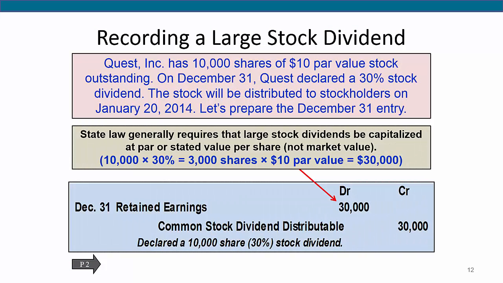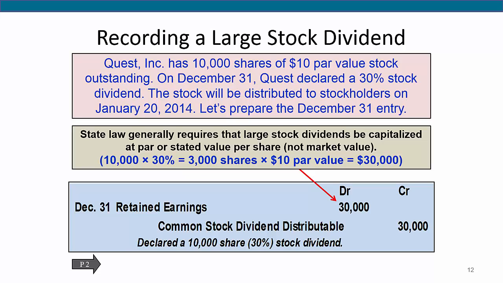A large stock dividend, that greater than 25% of outstanding shares, is easier to record. State law generally requires that a corporation capitalizes retained earnings equal to the par or stated value of the newly issued shares. To illustrate, suppose Quest's board declares a stock dividend of 30% instead of 10% on December 31st. Since this dividend is more than 25%, it is treated as a large stock dividend. Thus, the par value of the 3,000 dividend shares, computed as 10,000 outstanding shares times 30%, is capitalized at the date of declaration with the entry shown.